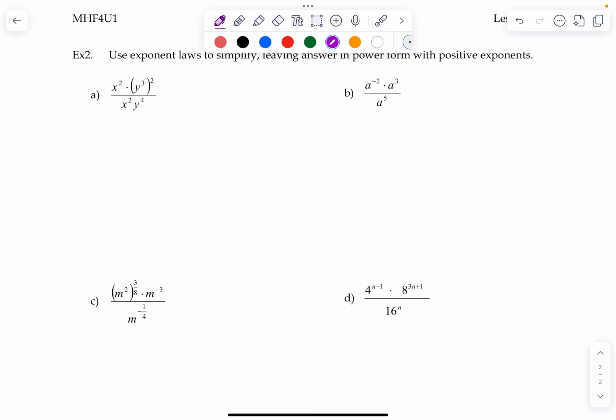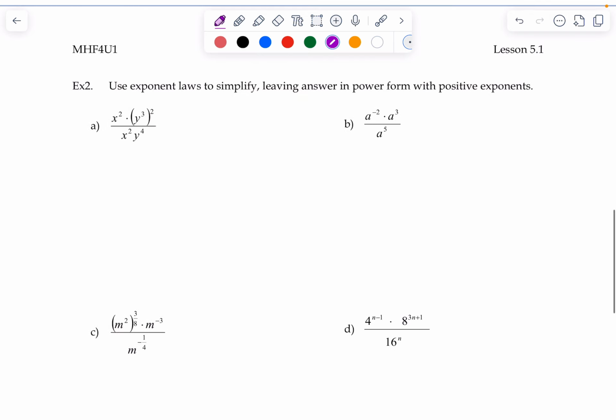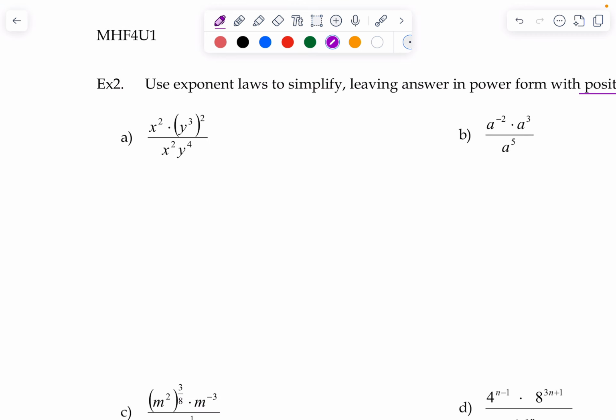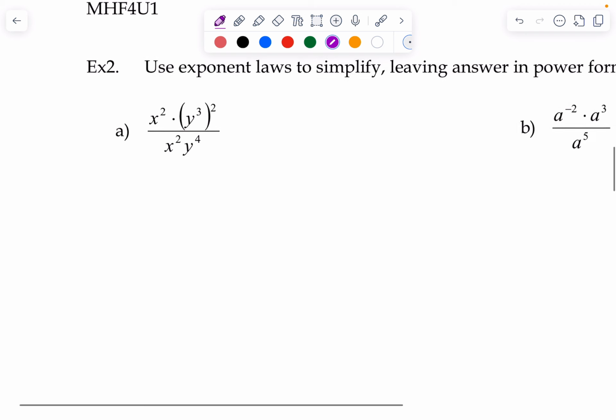All right, a little more challenging problems. Now we're not doing numbers. We are just simply looking to simplify here, all right? And the key thing is leave the answer in power form with positive exponents, all right? So we don't want any negative exponents in our final answer. So we have x squared multiplying y cubed to the power of 2, and that is all being divided by x squared y to the 4.